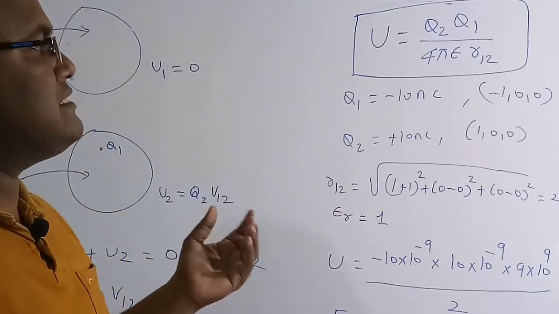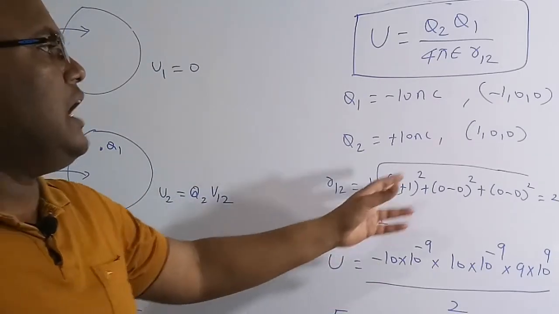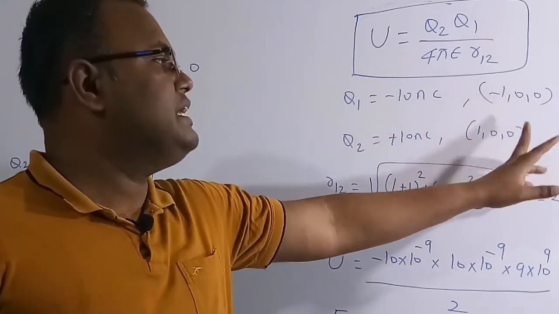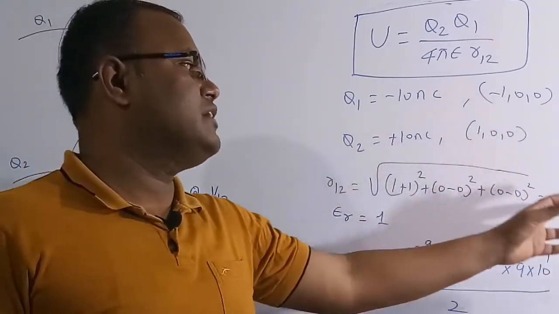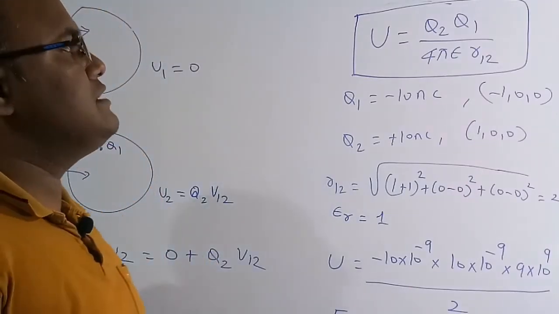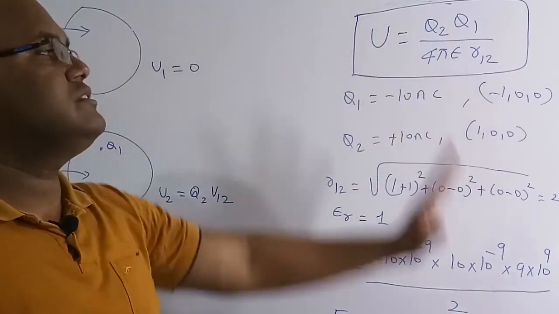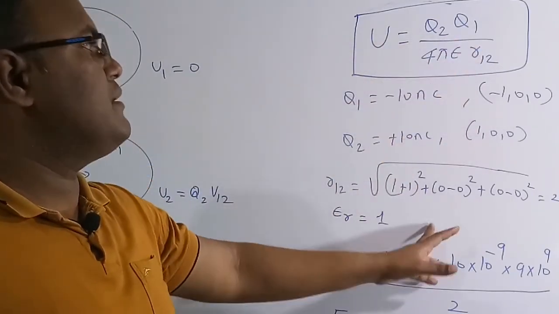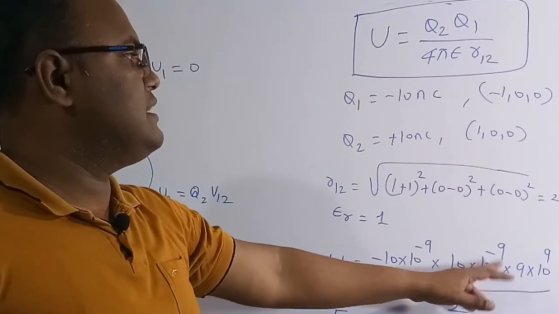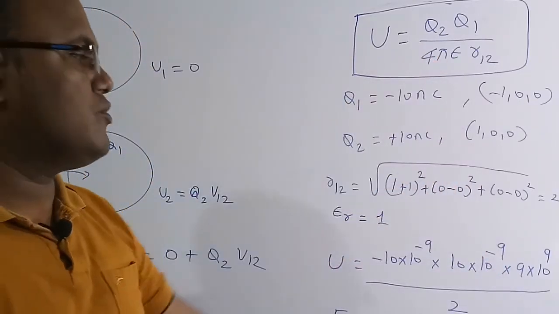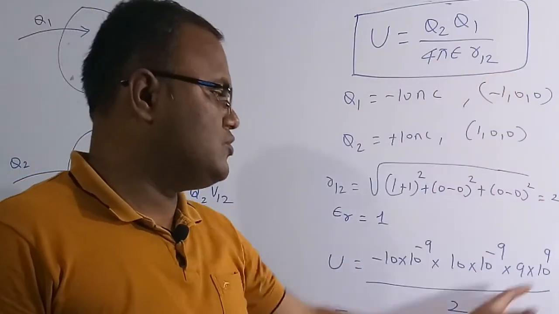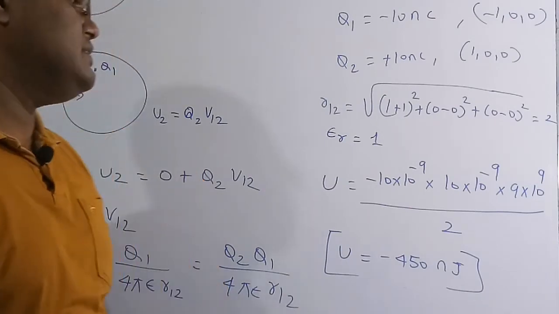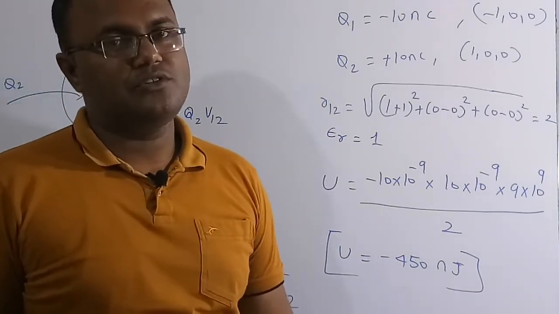Now I want to find the distance between the charges Q1 and Q2, which is the square root of (1 minus (minus 1)), which is 1 plus 1, whole squared, plus (0 minus 0) whole squared, plus (0 minus 0) whole squared. If you do this, we get 2. Now we know everything, so just substitute all those values into the above expression. Q1 is minus 10 into 10 to the power of minus 9, Q2 is 10 into 10 to the power of minus 9, into 1 by 4 pi epsilon naught, which is equal to 9 into 10 to the power of 9, and R12 is 2. If you solve this, we get the energy present in this field, which is minus 450 nanojoules, the correct solution of this question.